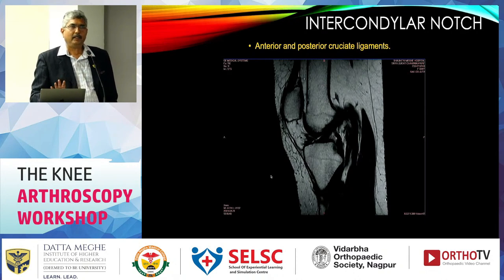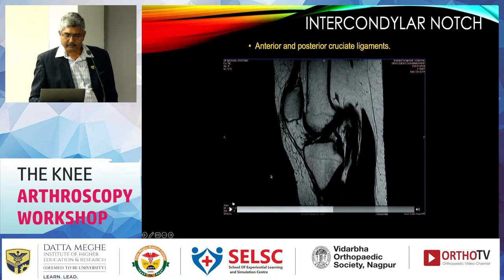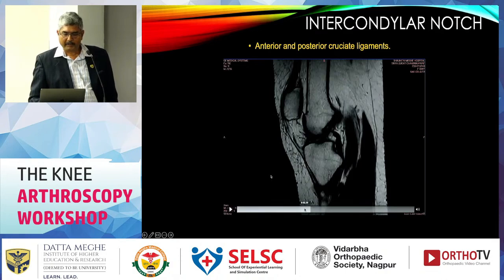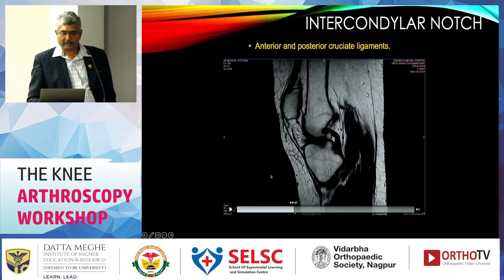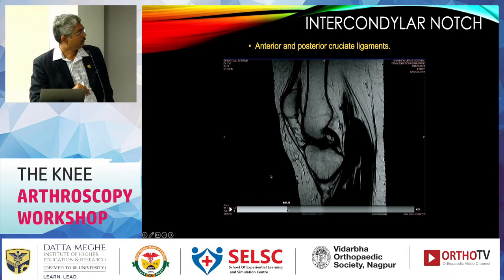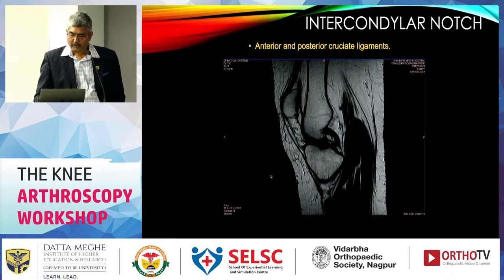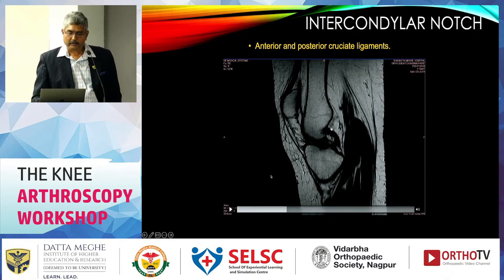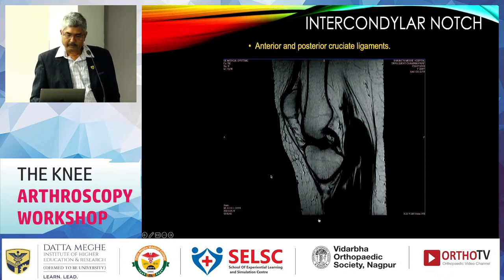Looking at the PCL, the PCL is total black. We have seen the PCL. If you look at the PCL, it is totally black, as one can see here. So this one is the PCL. The PCL arises from the posterior part of the intercondylar notch of the tibia, coursing like this and getting inserted here.